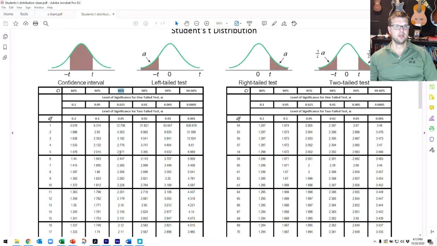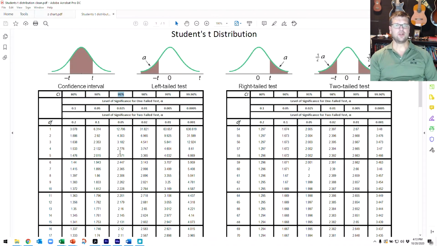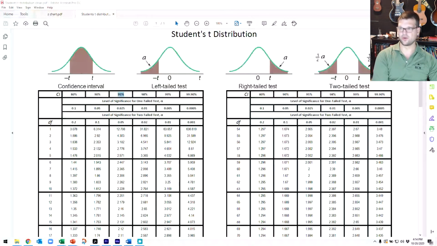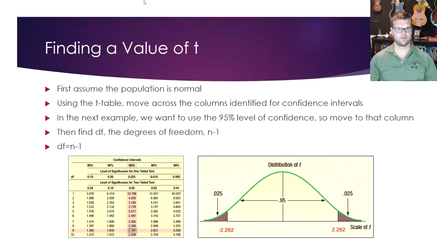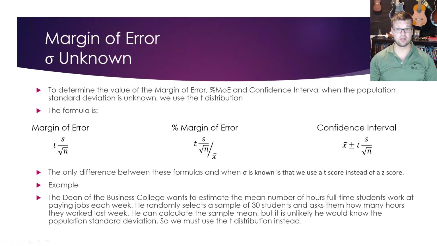It's good. The next thing that we need to do is determine the degrees of freedom. The formula for the degrees of freedom for a confidence interval is literally n minus 1. So degrees of freedom equals n minus 1. What is n? n is the number in the sample. Let's go to the previous slide, where we see they've got a sample of 30 students.